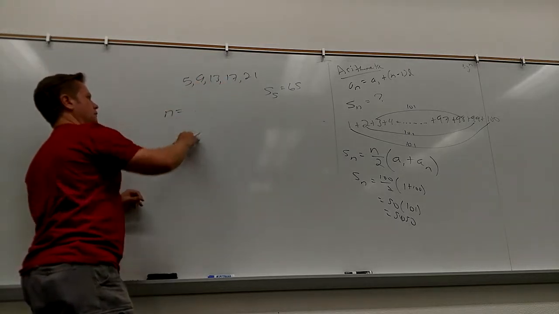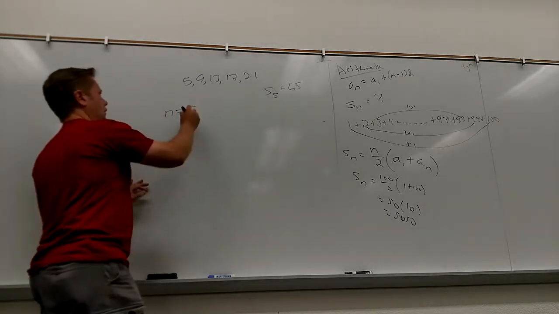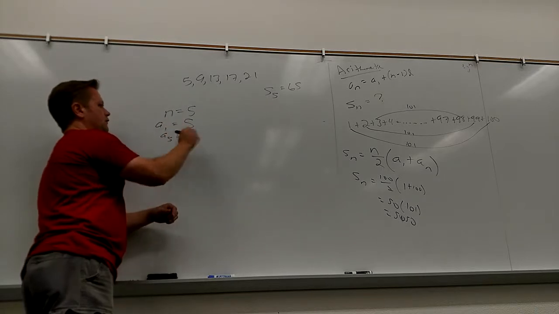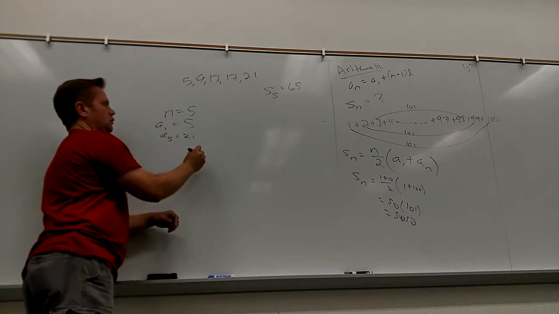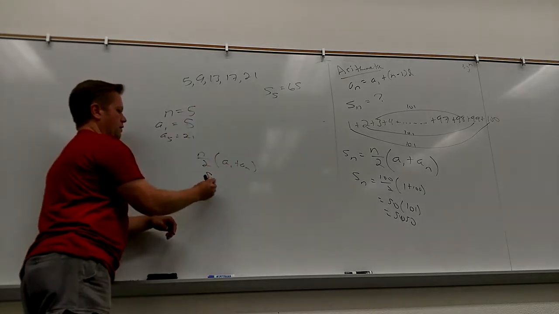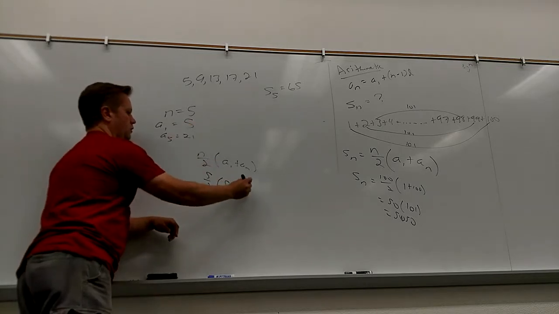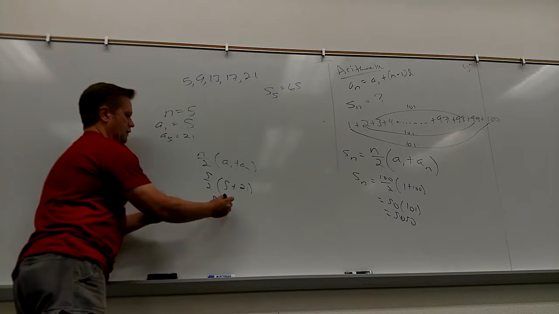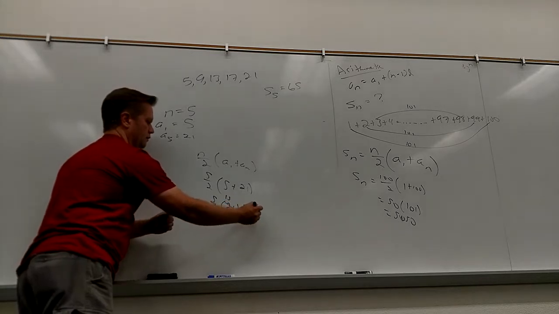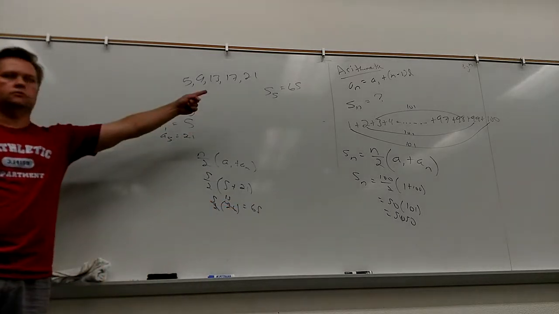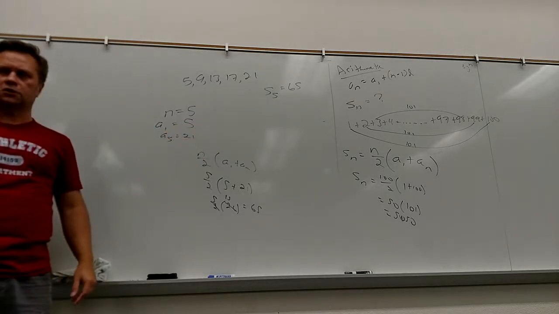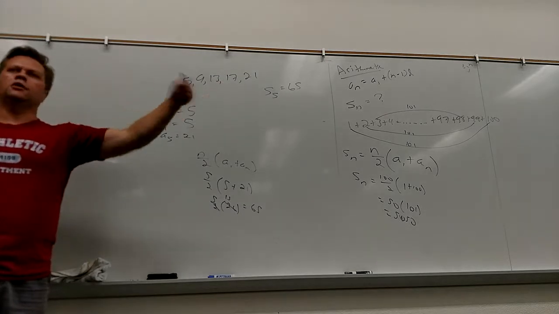What's n in this case? 5. And what's A1? 5. And what's AN? A5. What's the last one? 21. So if I do n divided by 2 times A1 plus AN, I get 5 divided by 2 times 5 plus 21. 5 halves times 26. Well, what's half of 26? 13. 13 times 5 is 65. Cool. Same number we got, of course, because that formula works no matter what. If it's arithmetic, based on addition, that formula finds any sum you want to, however far you want it to go.